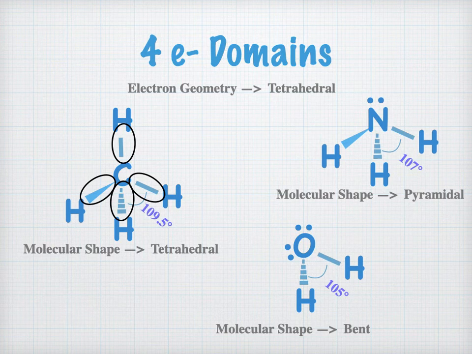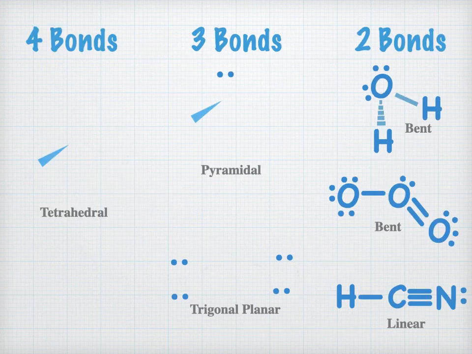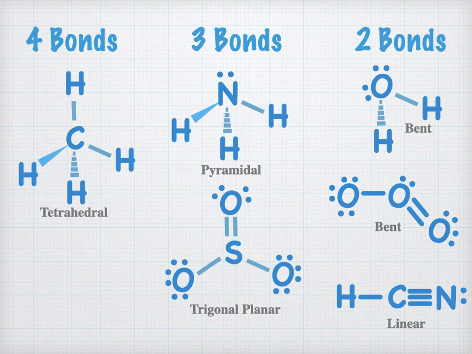If you have 2 unshared pairs of electrons, like in your water molecule there, then you're going to have a bent shape. So it's one kind of angle of the tetrahedral is all you get, and those 2 unshared pairs of electrons squish that 107 down even a little bit more, so the bond angle there is 105. So that's 2 electron domains, 3 electron domains, 4 electron domains, and the shapes that you can get from that.